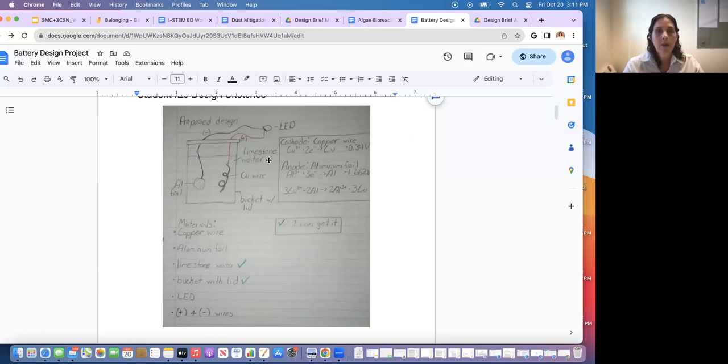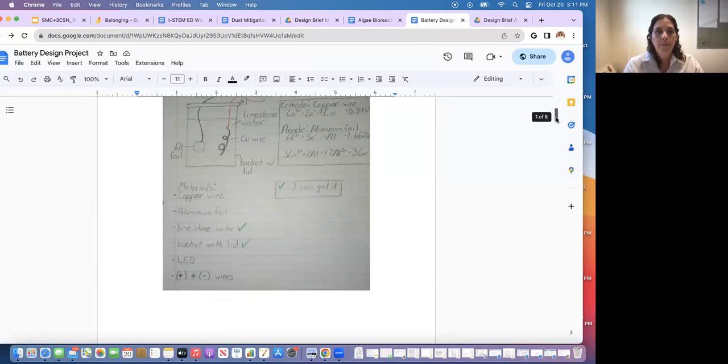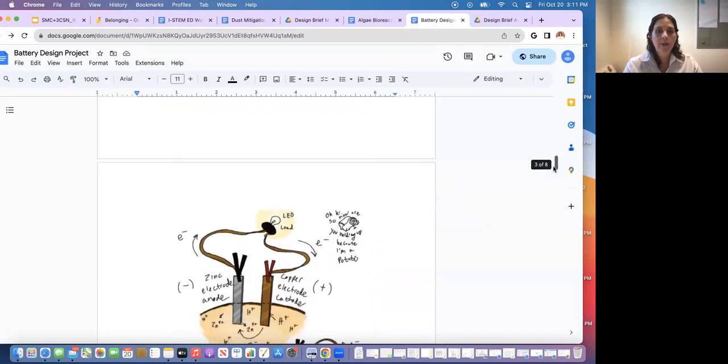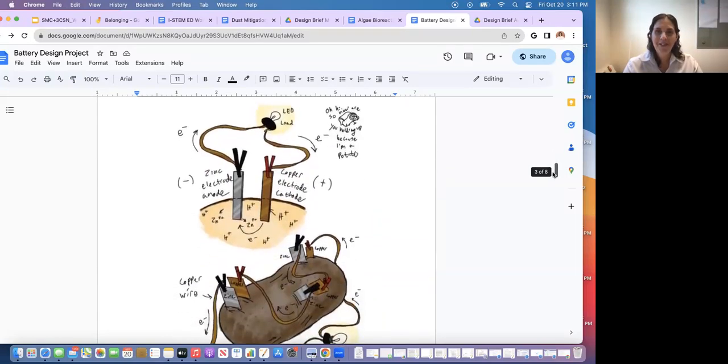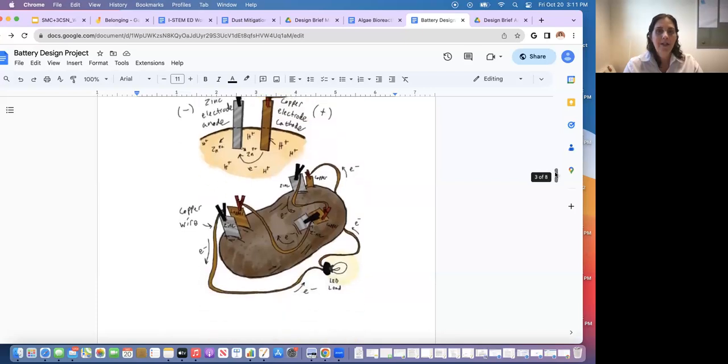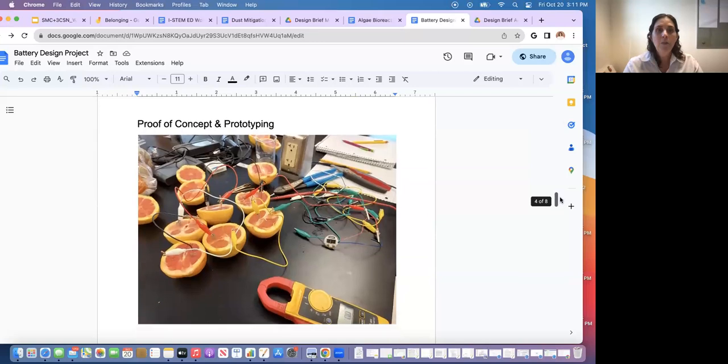In this case, they were using limestone. We have another one where they used an ice cube tray with some screws and some copper wire, and they placed vinegar in the ice cube tray. We have another student who is quite gifted with graphics, and they used potato using zinc and copper. And they came up with an idea of how that might be able to fuel enough energy to light up an LED bulb. And then they moved through to the proof of concept and prototyping.